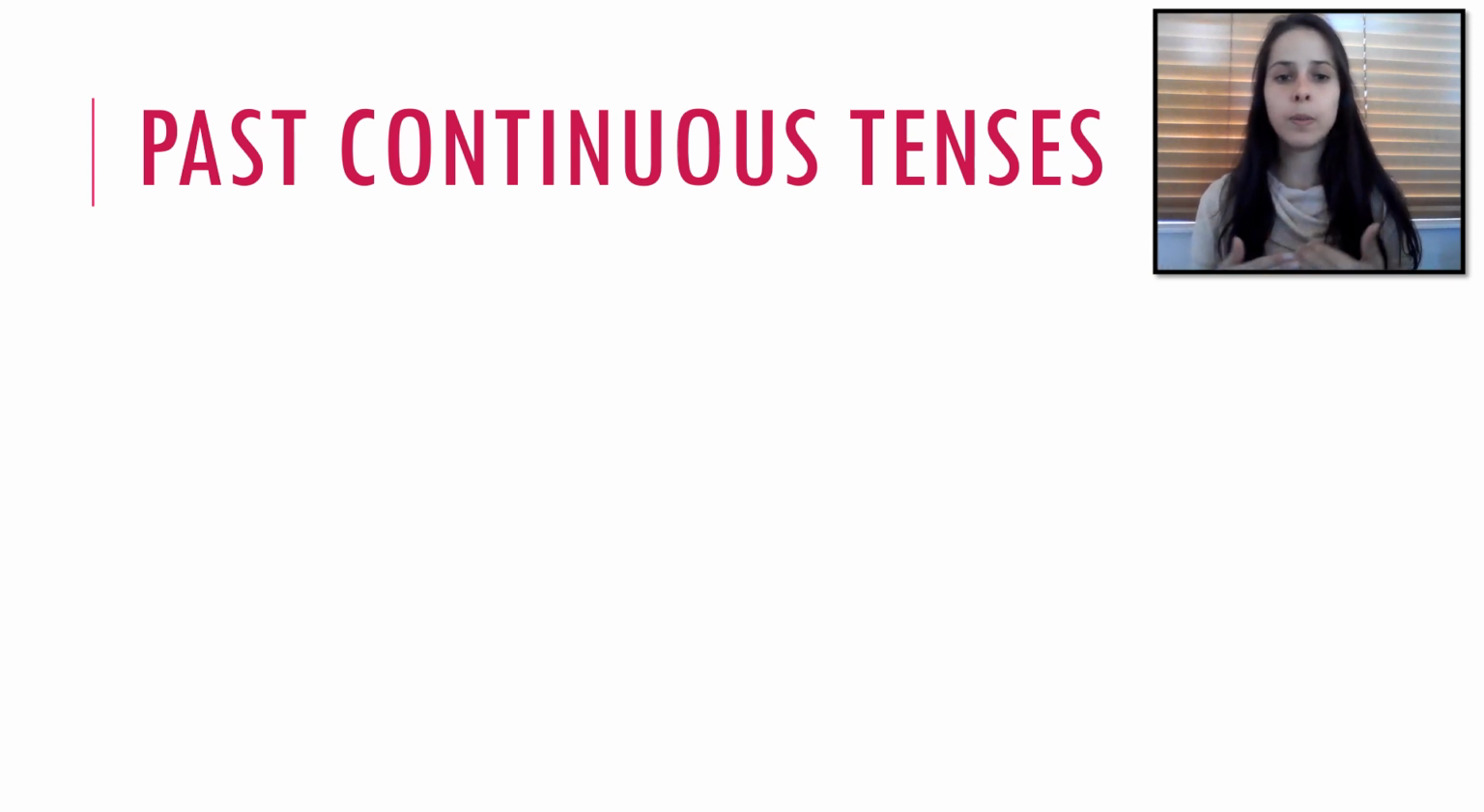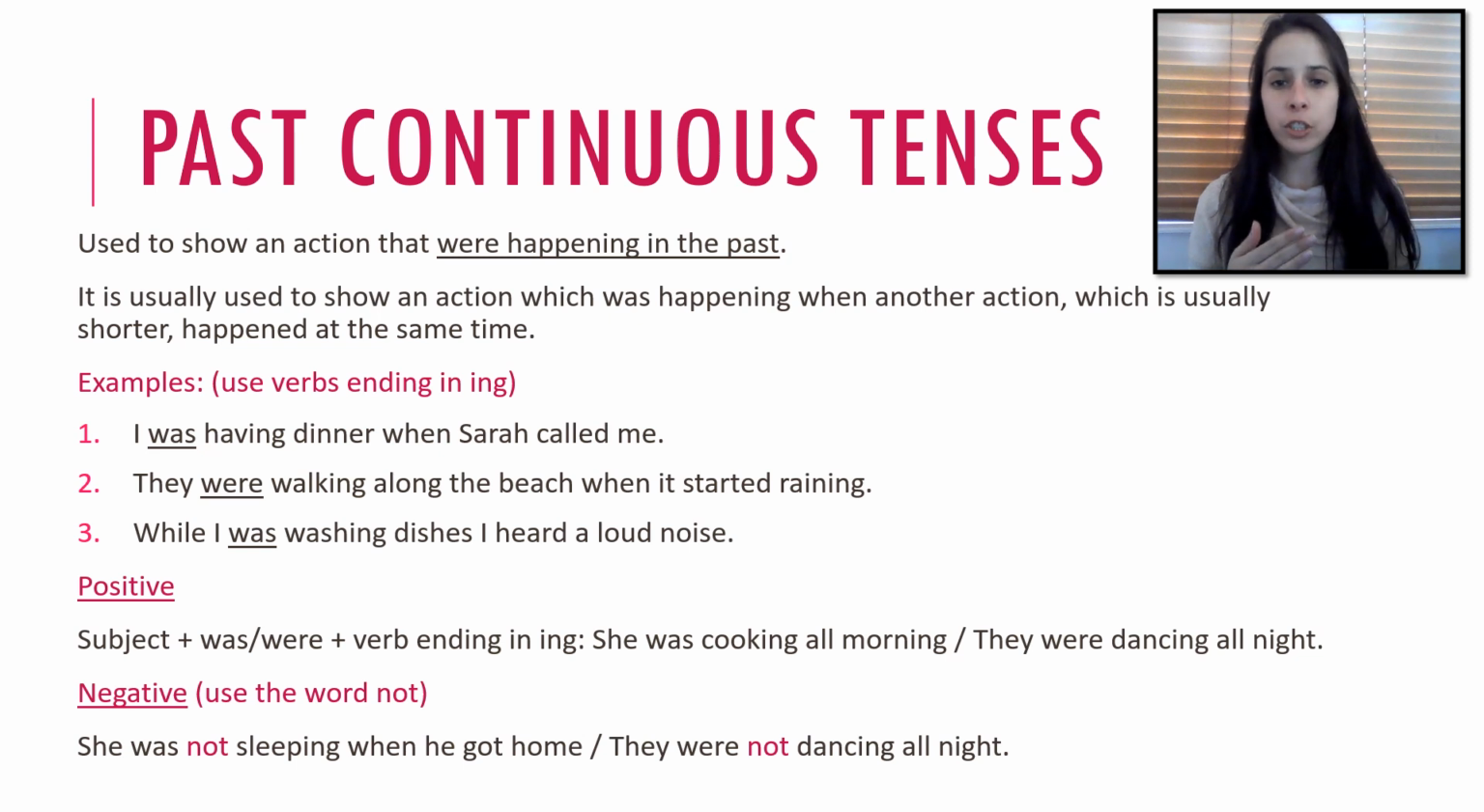So here's a definition. It's used to show actions that were happening in the past. It's usually used to show an action which was happening when another action, which is usually shorter, happened at the same time. If you're saying, oh my word, Mrs. Whiteman, what did you say? Don't worry, I'm going to show you in an example.